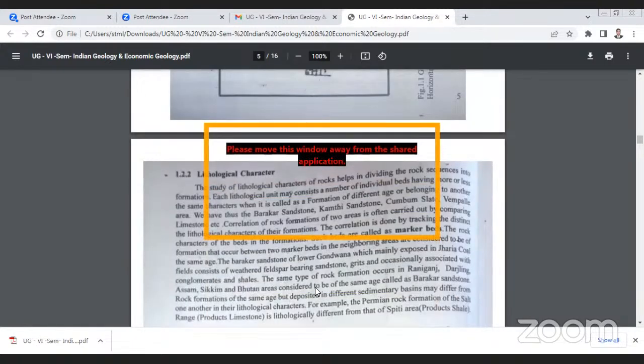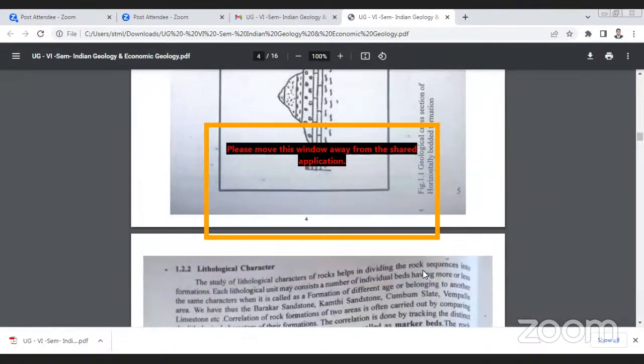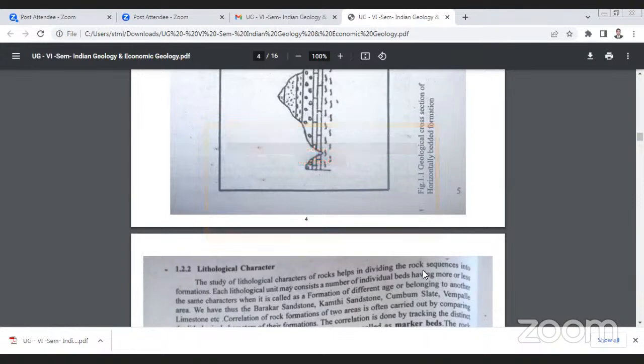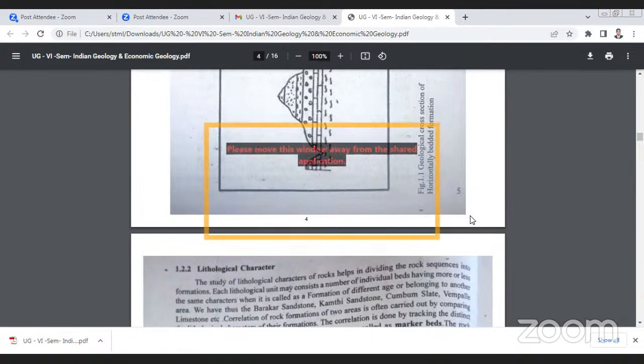Now, what is the lithological character? The lithological character is useful for studying and dividing the rock formations in a particular sequence into formations. Each lithological unit may consist of a number of individual beds having more or less the same characters, which is called a formation, of a different age or belonging to one age or another.